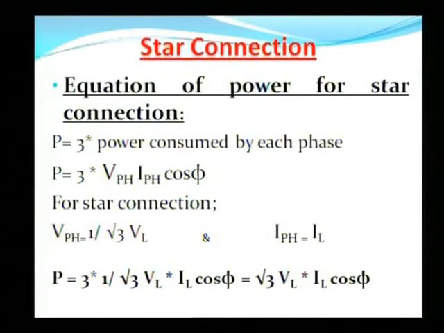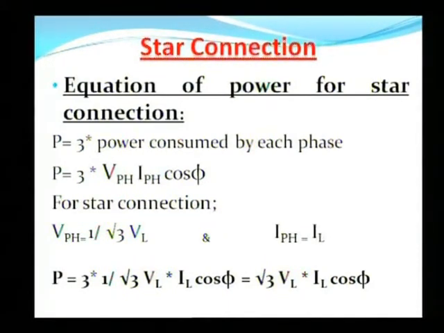Now the next term, that is power generation in a star connection. The equation of power for the star connection: P is 3 times the power consumed by each phase. Normally, whenever current is passing through a device, as we all know, P equals the product of the voltage and the current flowing through it. It is a 3-phase system, that's why we have to consider the power consumed by each and every phase. So P equals 3 into the power consumed by each phase. So we can find that P equals 3 into V I cos phi.